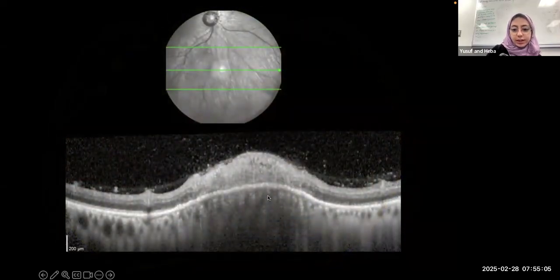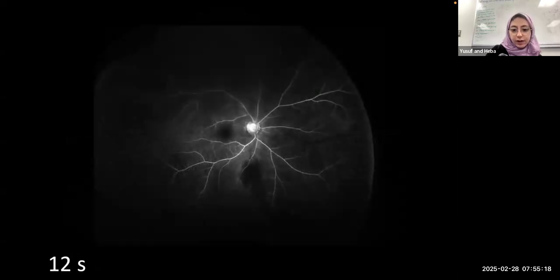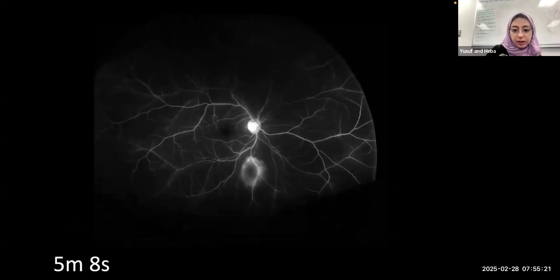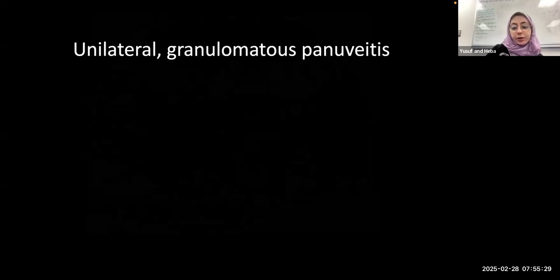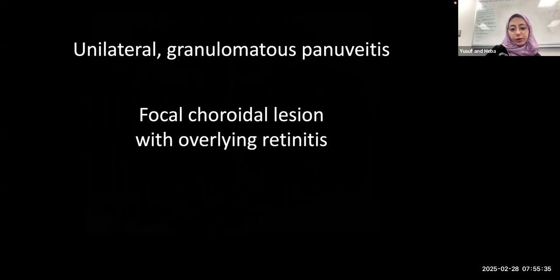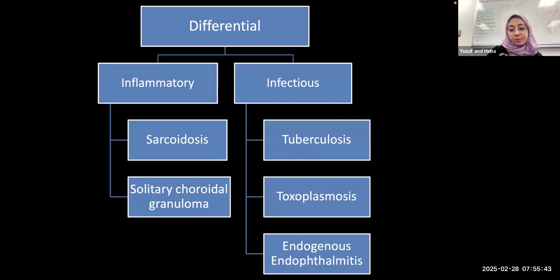On OCT, we took a cut of this lesion, and it shows full thickness hyperpigmentation of all the retinal layers representing the lesion there, and a lot of vitritis as well. On IVFA, we can see that there is leakage around the area as well. So overall, we have a unilateral granulomatous panuveitis. It's considered a chorioretinal granuloma at this point, with a focal choroidal lesion with overlying retinitis and prominent 360-degree sheathing. So our differentials remain broad, right?